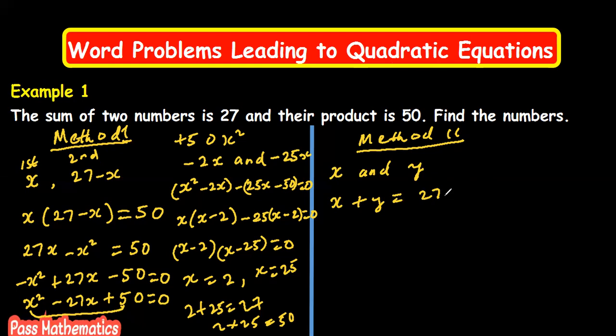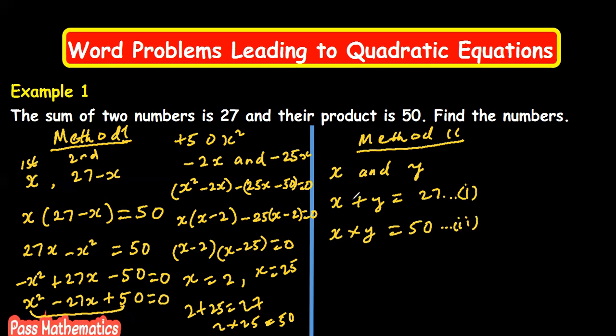So this is the first equation, equation 1, and then we are going to consider the second statement, and their product is 50. So which means x times y, right, is 50. So this is the second equation, yes, that we are going to be working with here.